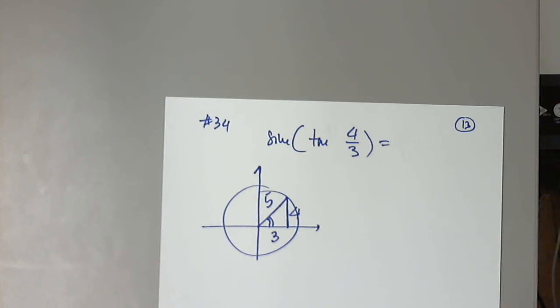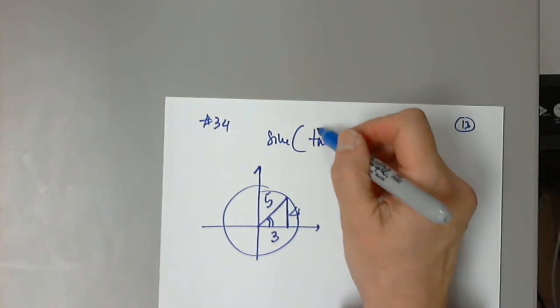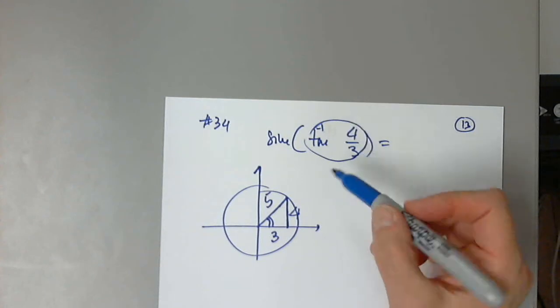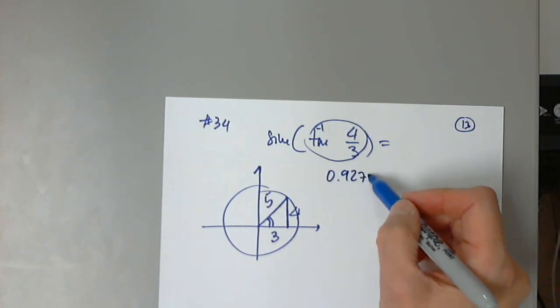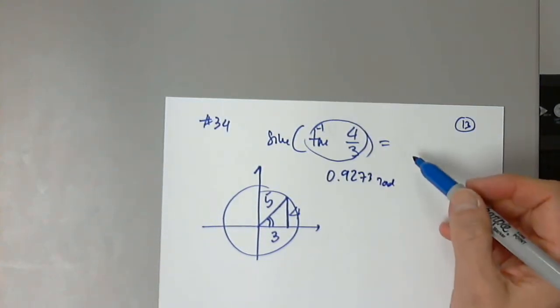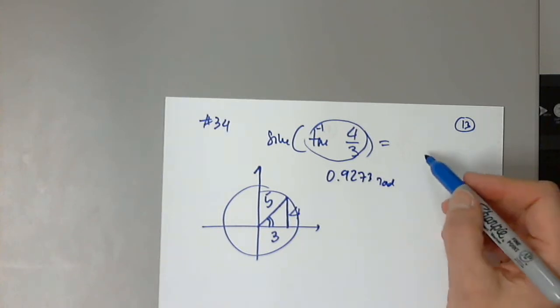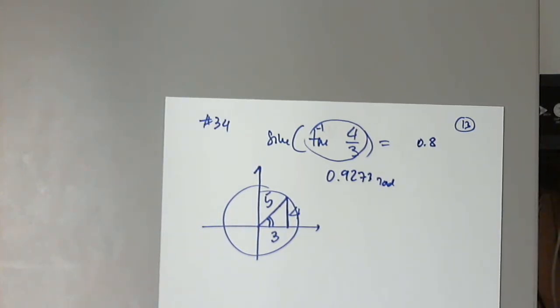I had to determine the angle. I had to determine what this meant, and this was 0.9273 radians. And then when I apply sine to it, I get 0.8. If you want to change 0.9278 into degrees, you can, but there is no point. We are only asked to determine that.